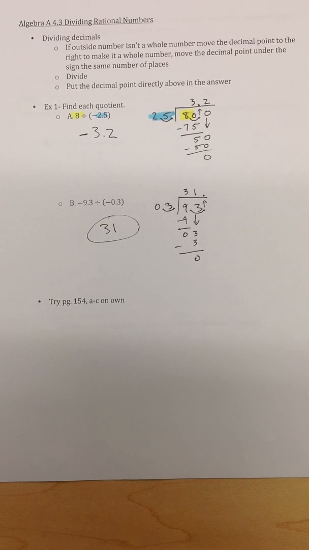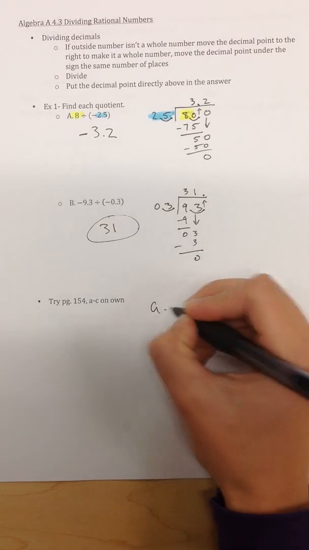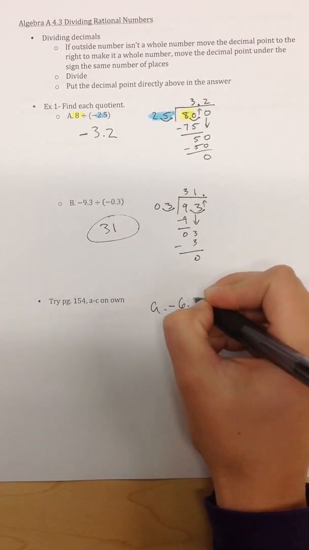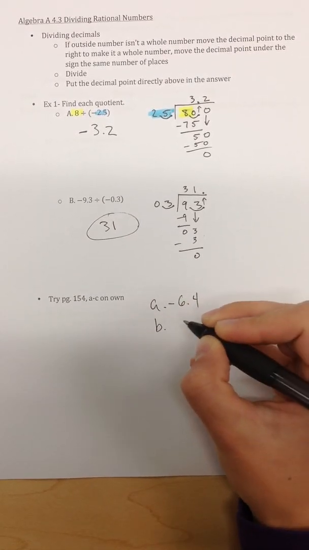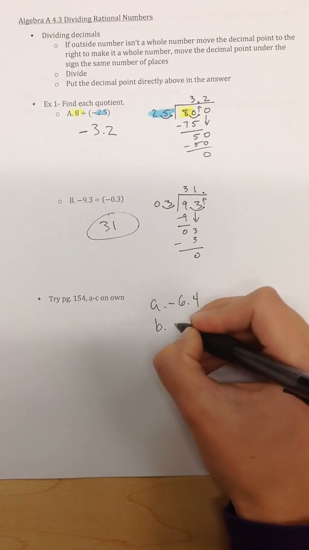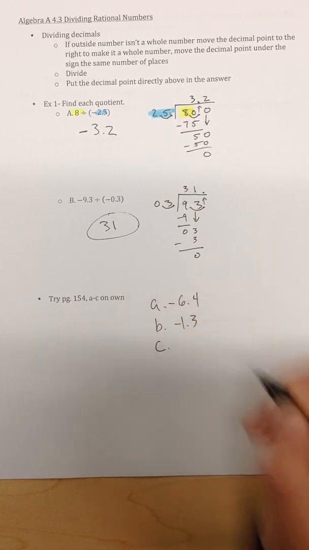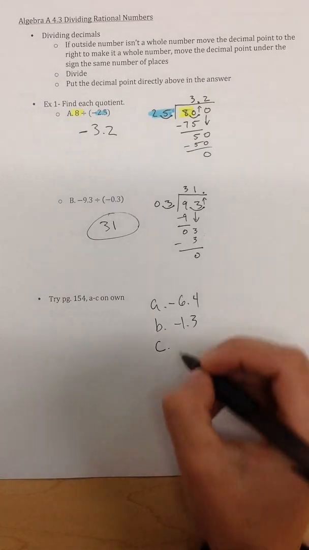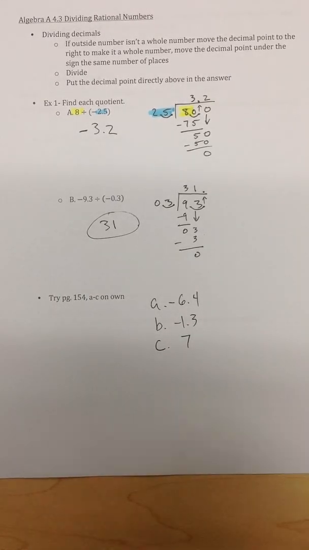Okay, so for A, they got negative 6.4. B, they got negative 1.3. And C, they got 7. Okay, so hopefully you got those.